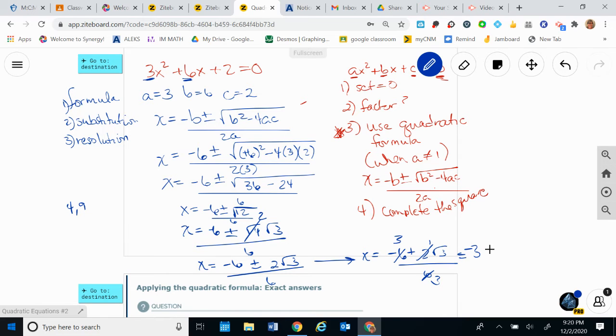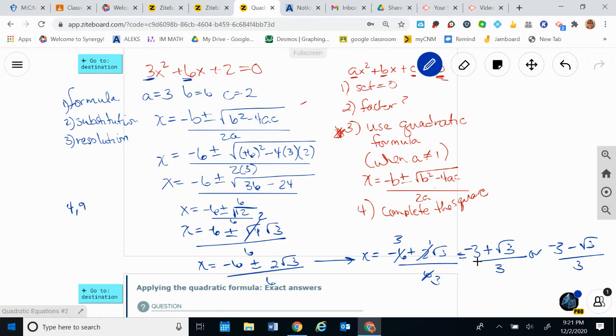3, negative 3 plus root 3 over 3. No, I can't cancel any of that because that's inside the square root. You cannot work with things under the square root and out of the square root. Or if I did the other one, negative 3 minus square root of 3 over 3.